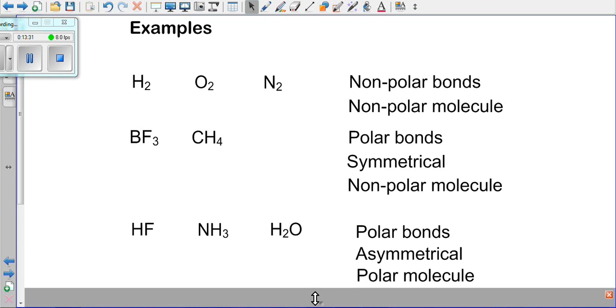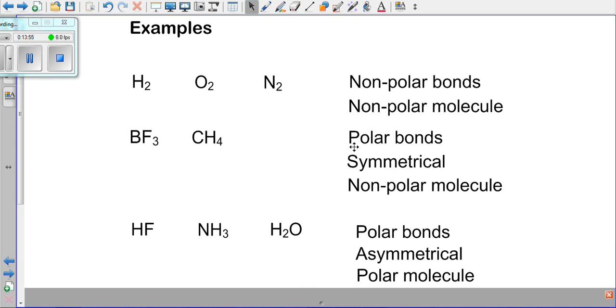So this is a summary of the aspects which we can just highlight again: if we have non-polar bonds, then we obviously have a non-polar molecule, and we have the examples of hydrogen, oxygen, nitrogen, any diatomic molecule which has the same atoms bonded together. So non-polar bonds make a non-polar molecule.